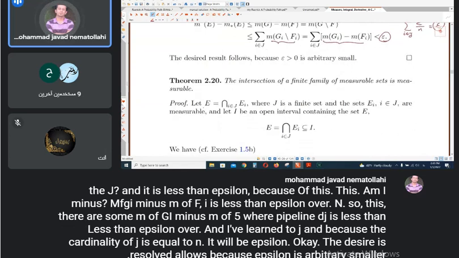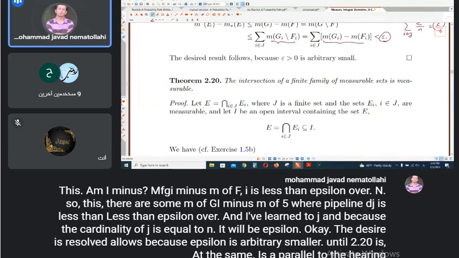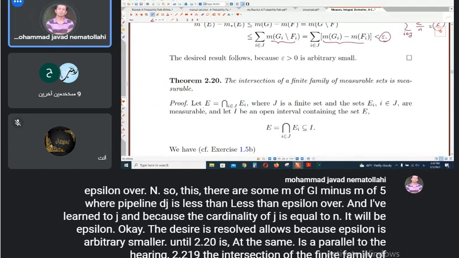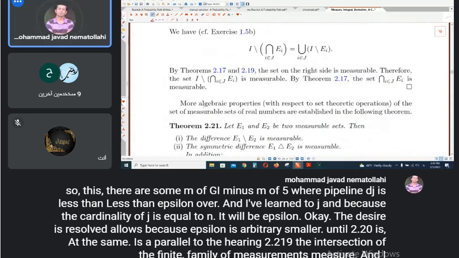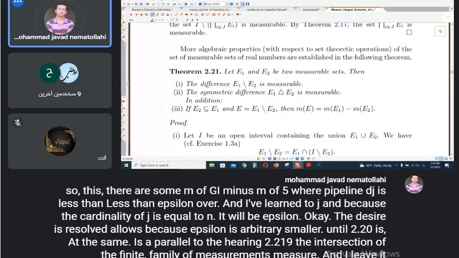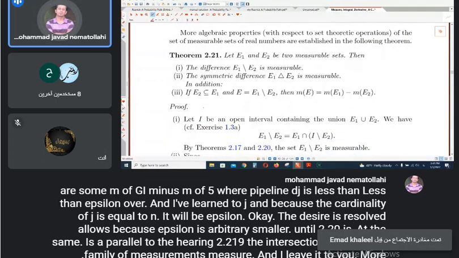And theorem 2.20 is parallel to theorem 2.19: the intersection of a finite family of measurable sets is measurable. And I will leave it to you.